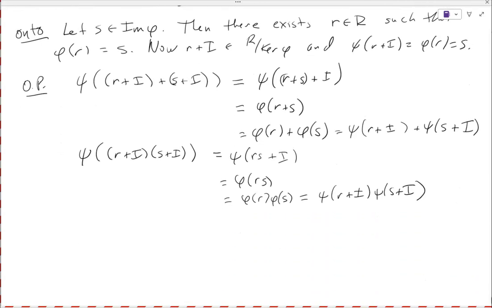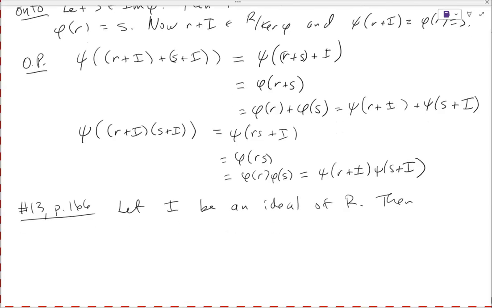This is number 13 on page, actually it's in the next section, but didn't really fit in the next section, in my opinion, on page 166. It says, let I be an ideal of R, then the quotient ring R cross R mod I cross I is isomorphic to R mod I cross R mod I.